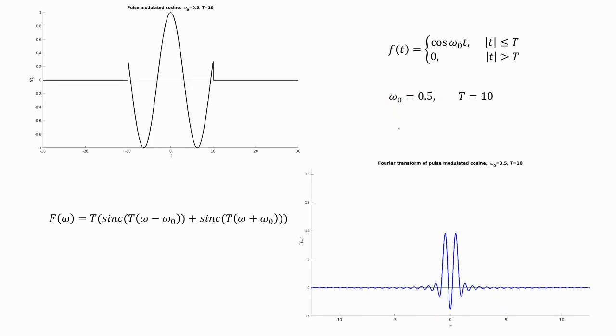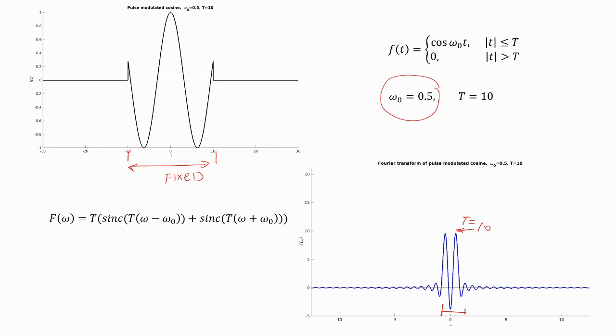So here is the Fourier transform and the signal for a smaller value of frequency, that is omega naught equal to 0.5, and my signal now looks like this. You note that the duration of the pulse is fixed, but my frequency is decreasing, and now we see that these two sinc functions are very close to each other, and their amplitudes are equal to 10 because the amplitude is equal to the value of t.